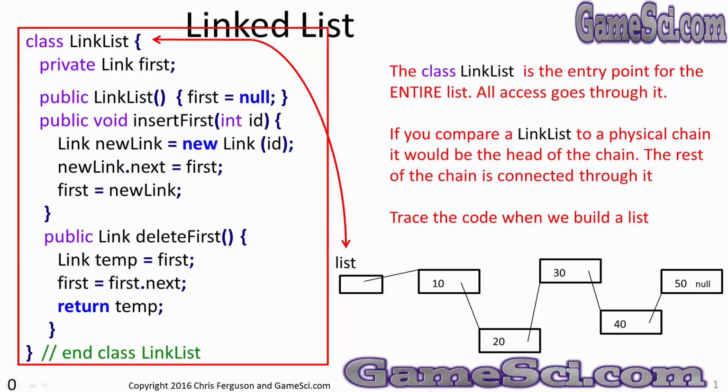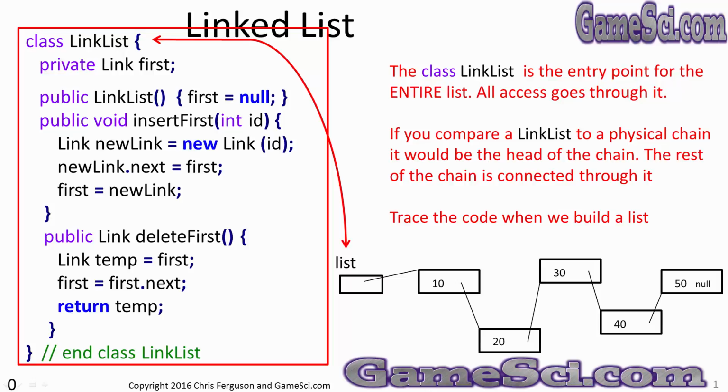Okay, let's start with the class linked list. It's the entry point for the entire list. All access goes through class linked list. If you compare a linked list to a physical chain, it would be the head of the chain. The rest of the chain is connected through it.